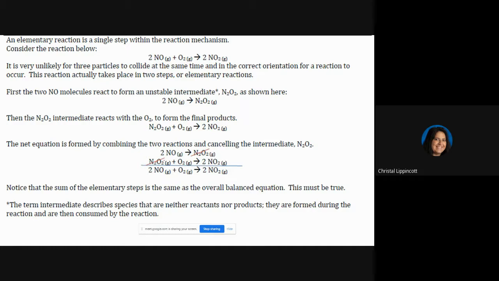Okay? So, any questions about that? Does that make sense, what an intermediate is? The sum of these elementary reactions is that overall balanced equation. That's the one that you've been working with all these years.